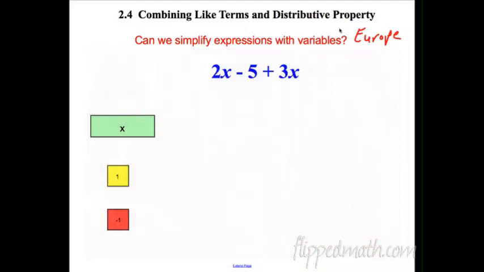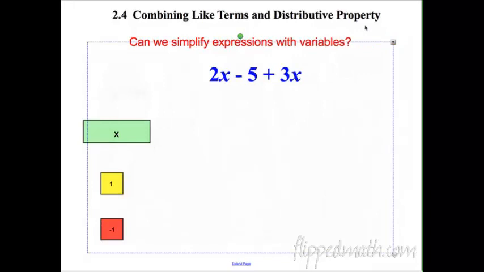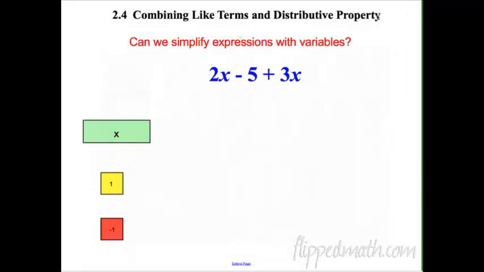Let's take a look at what's happening here in 2.4. Let's get rolling on this and talk about combining like terms and distributive properties. So this one's a little bit tricky. We're going to use this the rest of the year, so really take your time practicing this. Make sure you got it because it's not going to go away. We need to have this every single section for the rest of the year. Great skill. Let's talk about this.